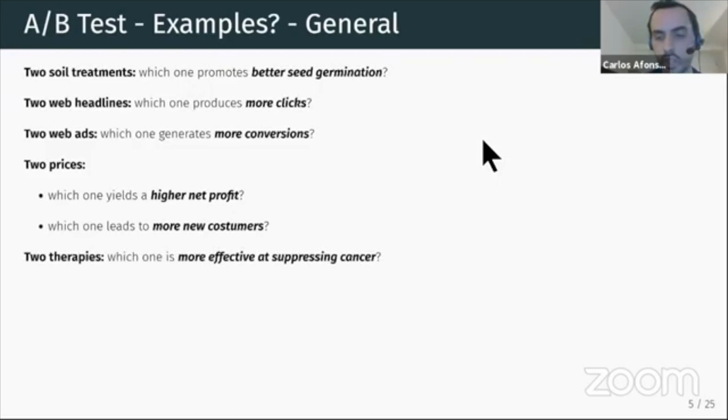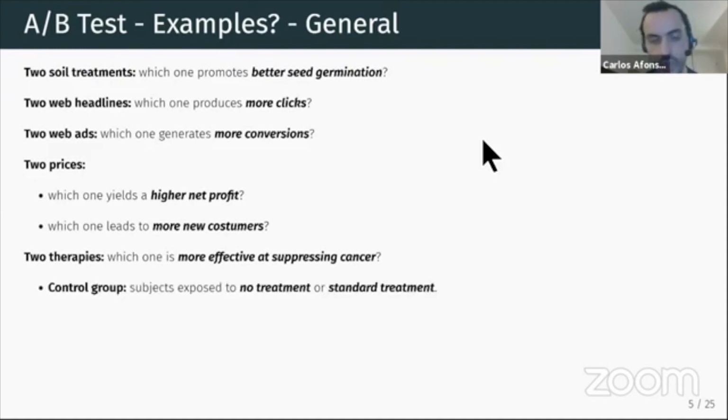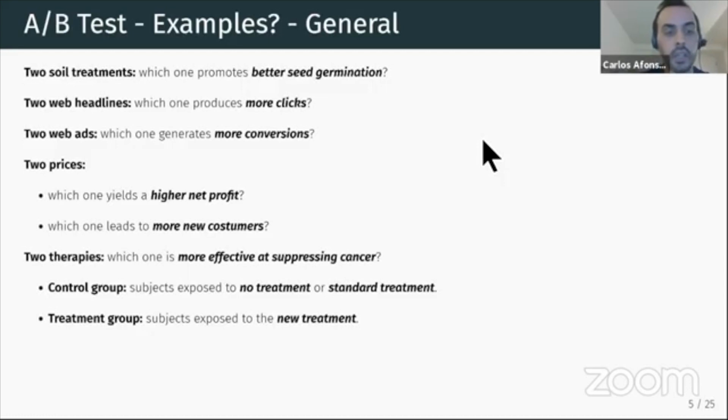And of course, the examples from the medical context: two therapies to check, for example, which one may be more effective at suppressing cancer. And from the medical context come these terms of control group and treatment group that someone mentioned in the chat already. Instead of calling the groups A and B, in the medical context we normally call them control group and treatment group. Even outside of the medical context, sometimes that nomenclature is also used.